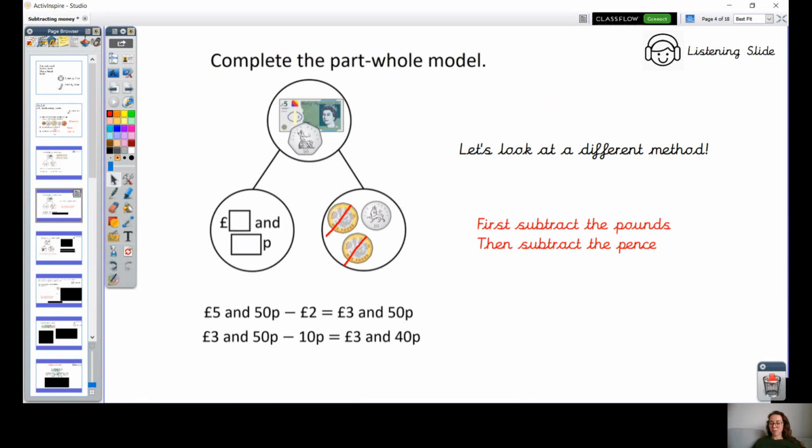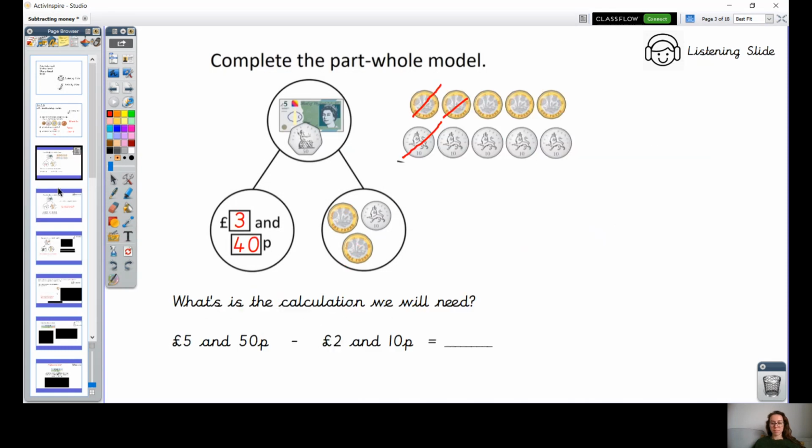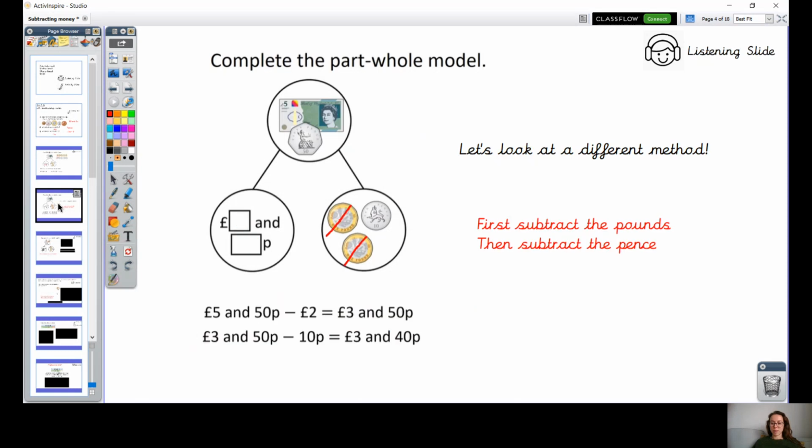So now I have got £3.40. Was that the same as what we had before? Yes, it was. So there's two methods there that will help us calculate. Now I want you to have a little think about what method you think will help you today. Which one do you think you might find easiest?